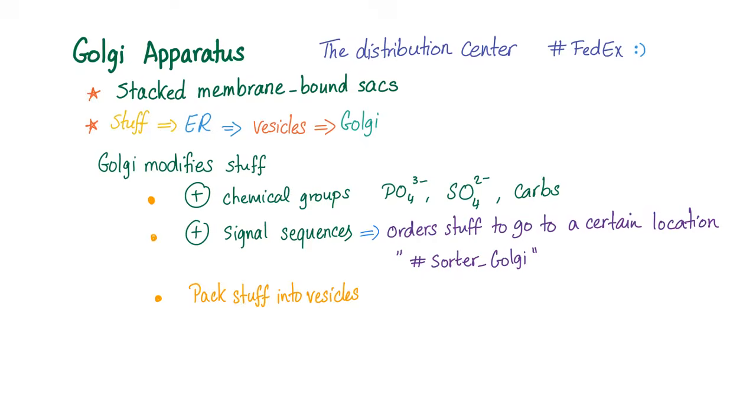Golgi modifies stuff by adding chemical groups such as phosphate, sulfate, carbohydrate. Adding signal sequences, it orders stuff to go into a certain location in the cell. That's why we call it sorter. And it packs stuff into vesicles.